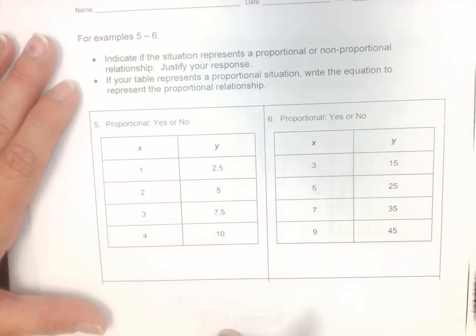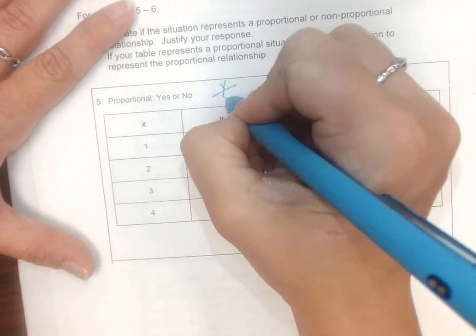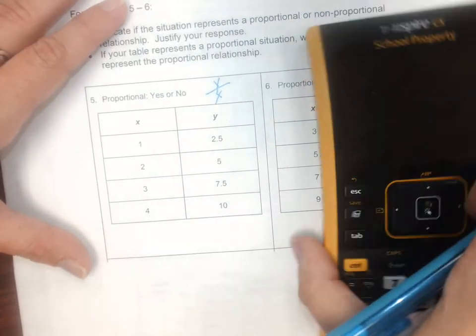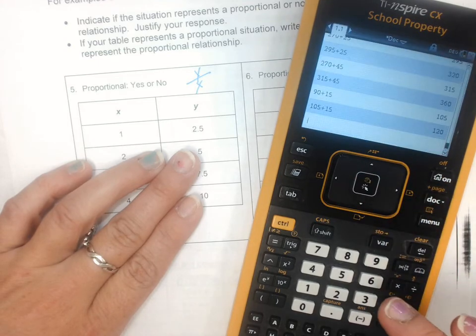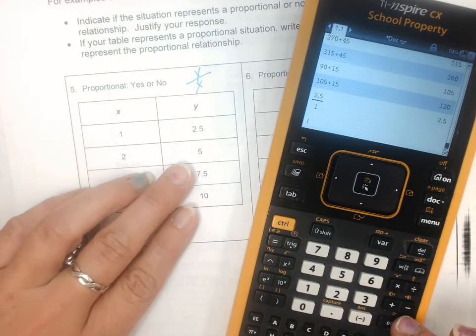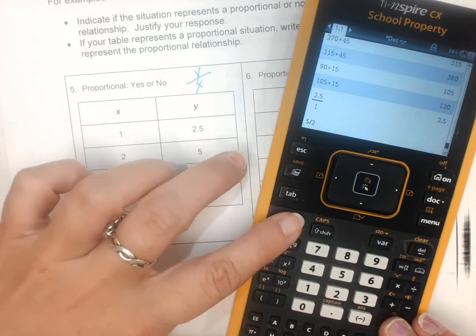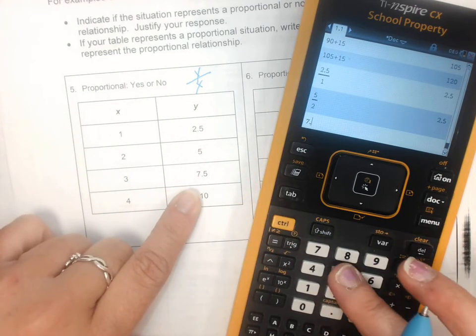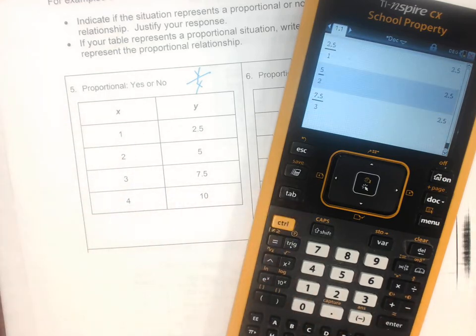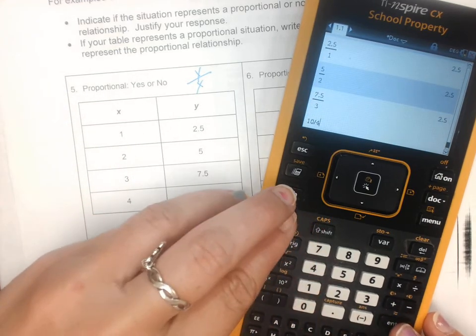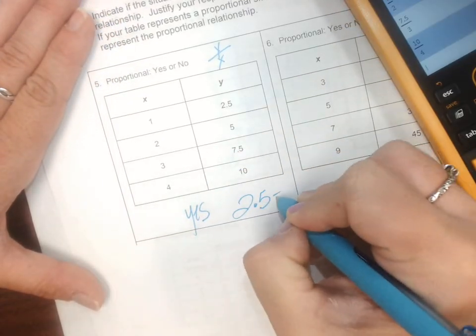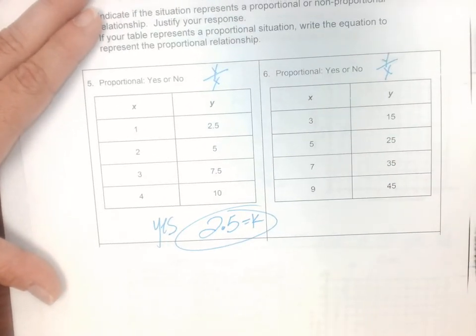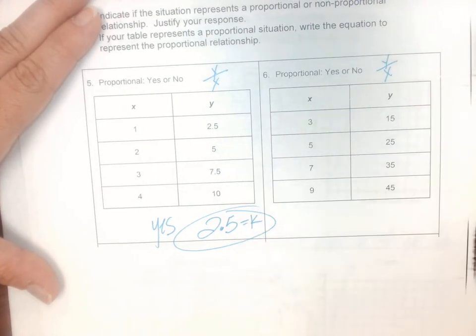Last 2 examples. Is it proportional? So what we're going to do is we're going to say y divided by x for both of these. This is a trick, not really a trick, it's the formula for it, but this is the fastest way. 2.5 divided by 1 is 2.5. 5 divided by 2 is 2.5. 7.5 divided by 3 is 2.5. 10 divided by 4 is 2.5. So yes, 2.5. We're going to call that the k right now. We're going to come back to that later.